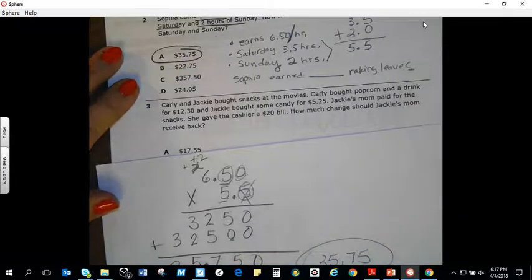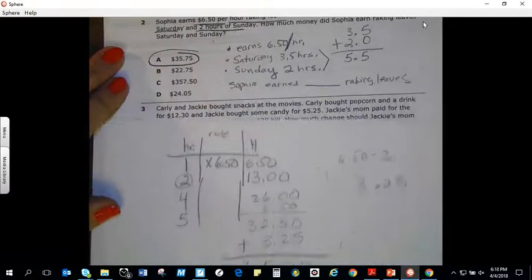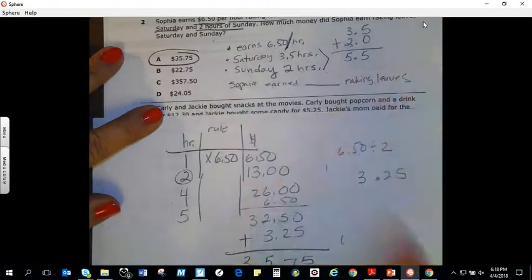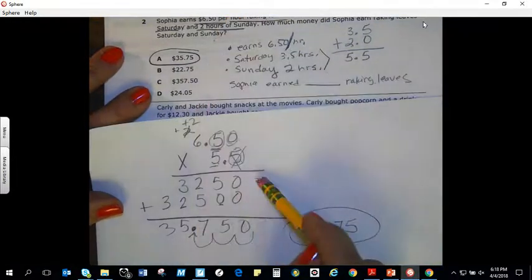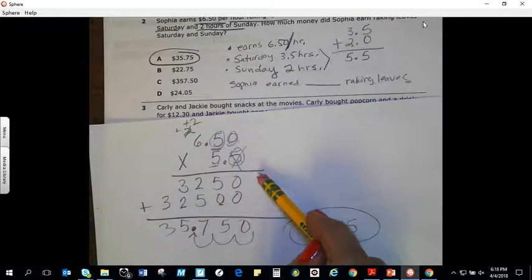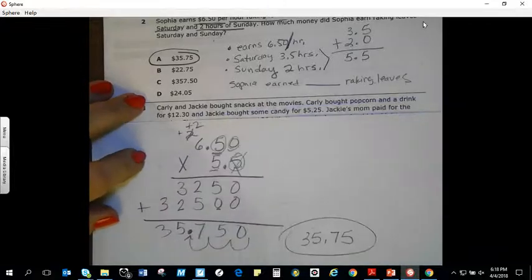So no matter how you break it down, whether you're going to be putting it in a T-chart with the rule, not a T-chart, but in a table with the rule, input-output table, or you're going to do standard multiplication, or even whichever strategy you use to multiply, that's going to be your choice.